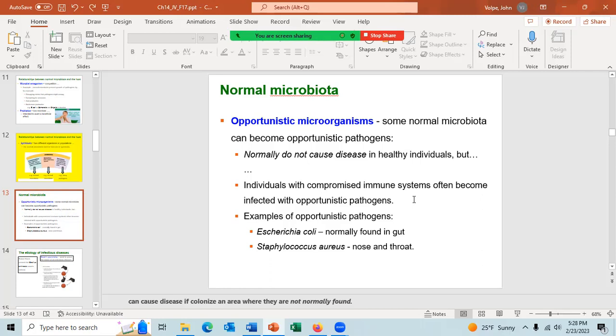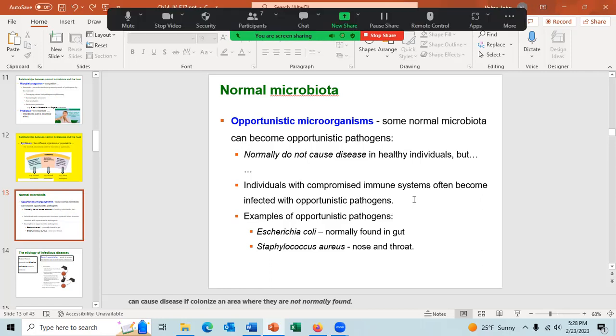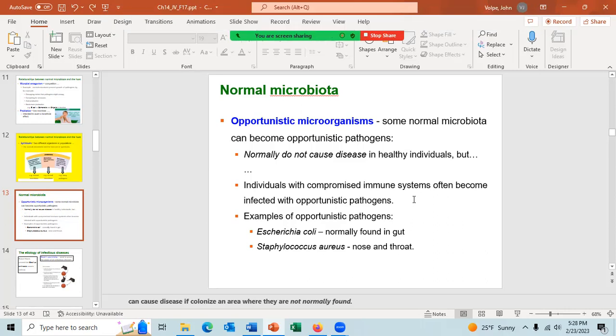such as AIDS patients. The normal microbiota may cause disease in them. Another example would be people who are taking chemotherapy, like cancer patients. Their immune system is weakened, and they can get an opportunistic microorganism.